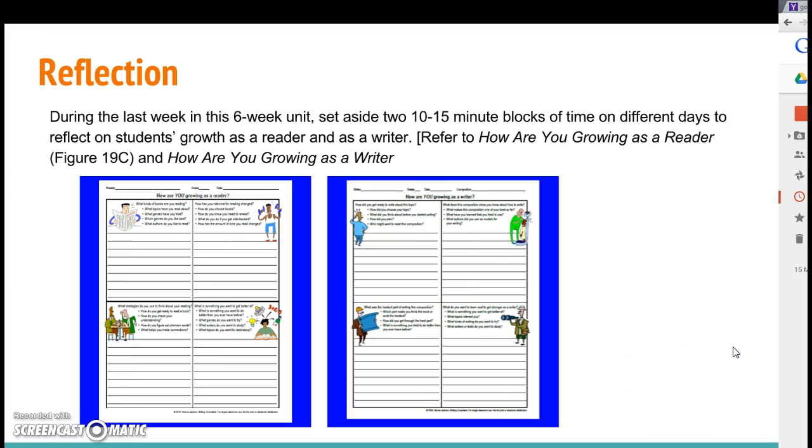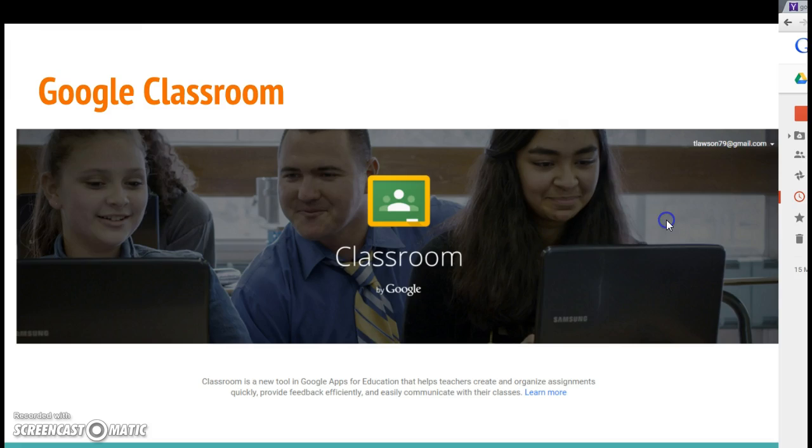Then on the reflection, during the last week of this 6-week unit, set aside 2 10 to 15 minute blocks of time on different days to help them reflect on their growth in writing: how are you growing as a reader and how are you growing as a writer. You'll find those, and it shows you where you're going to find those at.